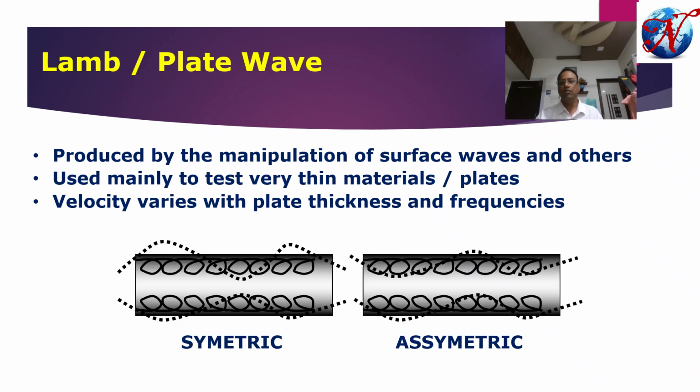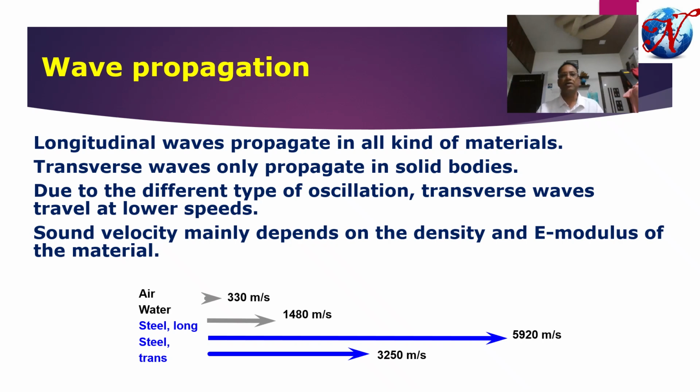And the fourth wave propagation mode is known as Lamb, a plate wave propagation, and it is produced by the manipulation of the surface waves and is used mainly to test very thin materials or plates. The velocity of the Lamb or plate wave propagation mode will vary depending upon the plate thickness and its frequency. There are two types of particle movement possible in the Lamb or plate wave. One is symmetrical and another is asymmetrical.